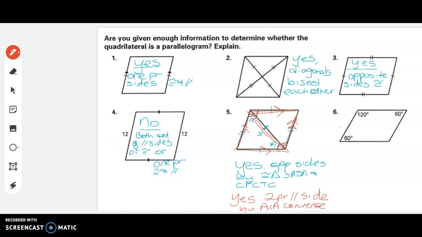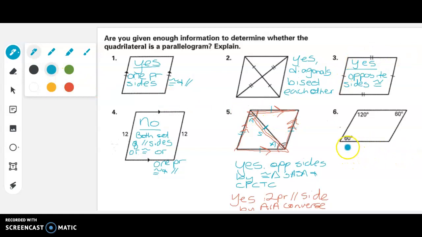Yes, anything that we've used in the past can apply. So we proved triangles were congruent, and we've had parallel lines cut by a transversal before as well. So all of that applies, anything we can use.